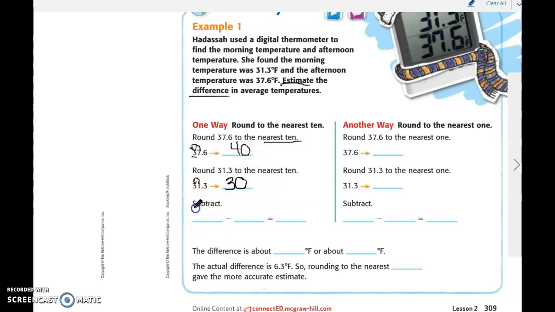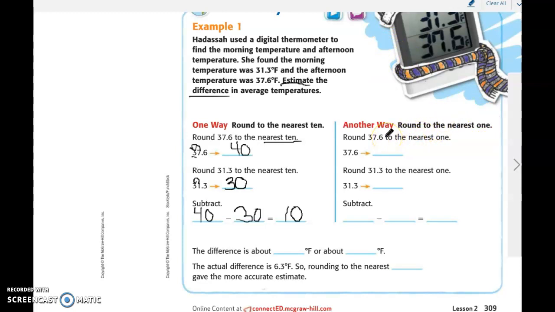So I have 40 and I'm going to subtract 30. So what do I get when I subtract? When I find the difference? I get 10. Good. So that's one way. So we're saying the difference is around 10 degrees Fahrenheit. Yeah, that's pretty cold.